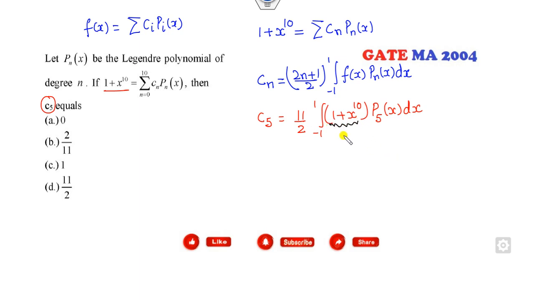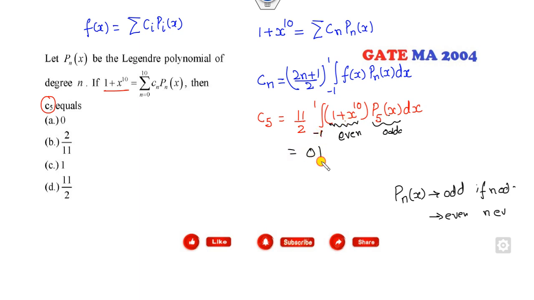You can see that this is my odd function P5, because 5 is an odd number. Always remember, P_n(x) is an odd function if n is odd, and it is an even function when n is even. So this is odd, this is even, and the integral from -1 to 1 is 0. So C5 will be 0, that is the right answer.